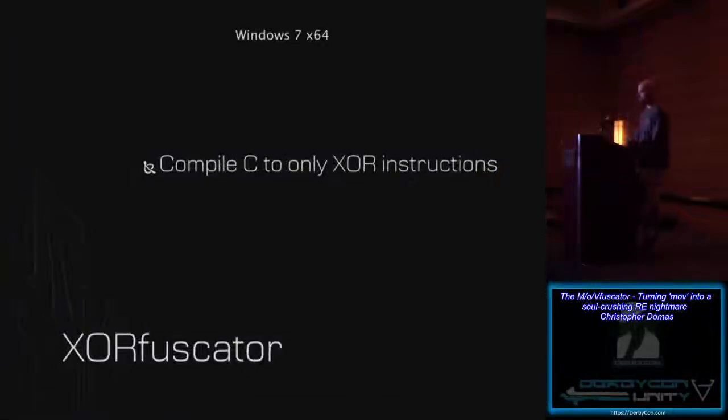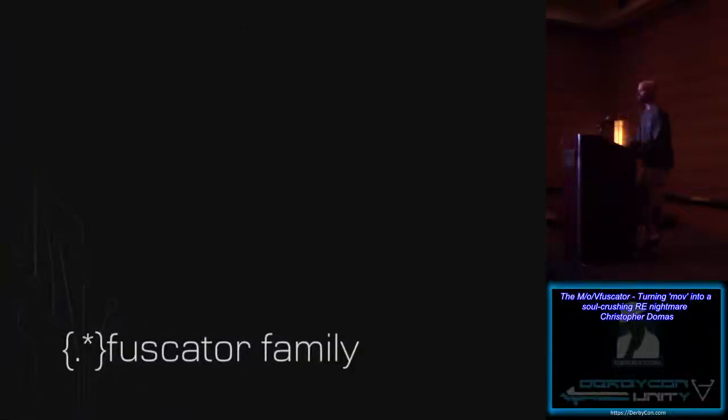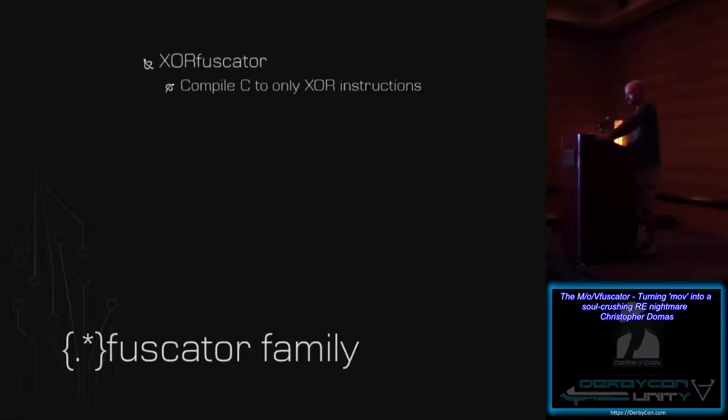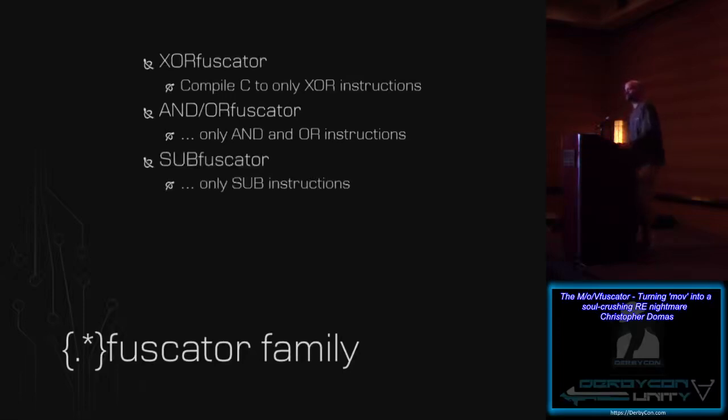So I thought, what else is like that? What other things like XOR are out there? And I found all sorts of instructions we could do the same thing with. So there's XOR, a pair of AND/ORs will do the same thing, so I made the AND/OR-fuscator. If you're creative with the way you use subtraction, you can combine a bunch of sub-operations in order to implement a move. So that's the sub-fuscator.